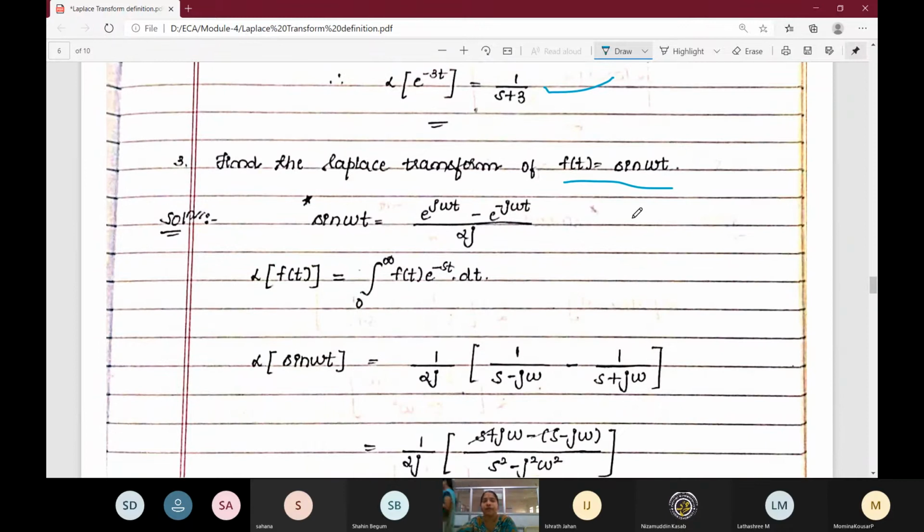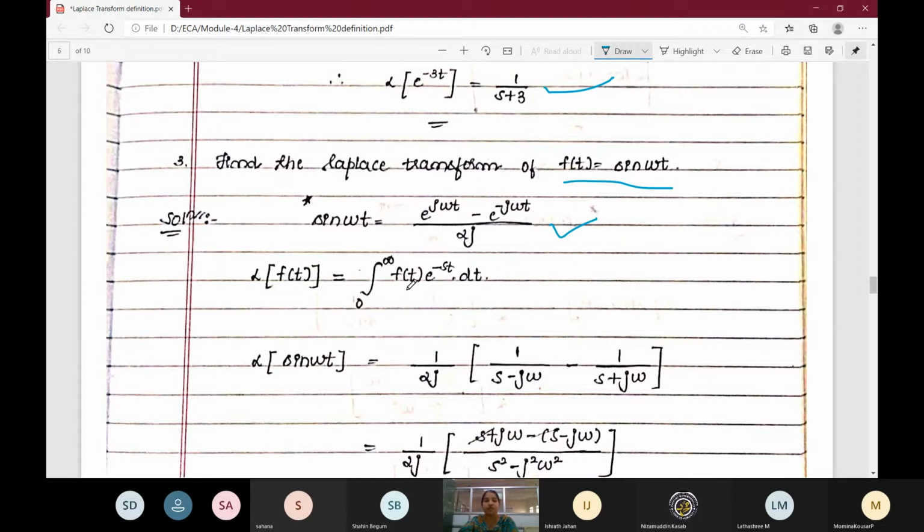So to find out the Laplace transform of sine omega t, you have to write first its definition. What is the definition of sine omega t in terms of j omega? It is e power j omega t minus e power minus j omega t divided by 2j. If it is only divided by 2, it will be cos omega t. For sine, the j term is used.